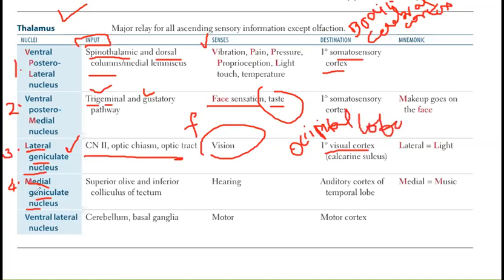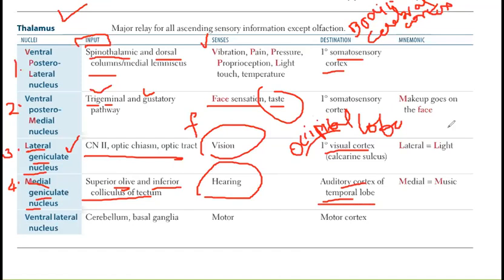Then you have the medial geniculate nucleus, which is present beneath it, along with the inferior colliculus of the tectum. I will explain every part, all these names which are coming, when I teach you the vestibular system, vestibular pathway, and hearing pathway. Then the destination is the auditory cortex of the temporal lobe. So visual is at the occipital lobe, and the auditory, the hearing one, is at the temporal lobe.